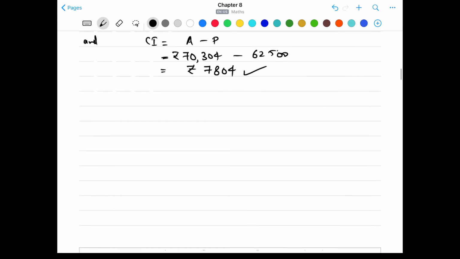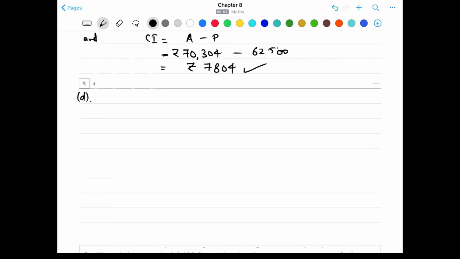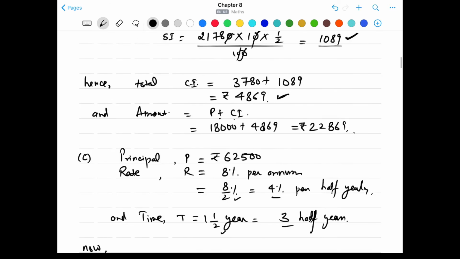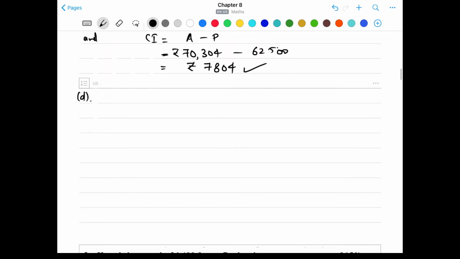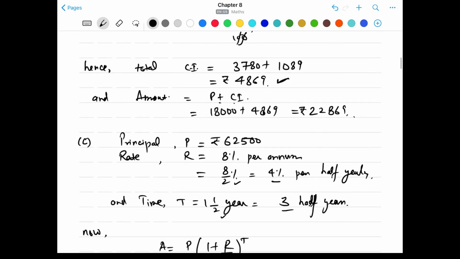Now let's move to part D. In this case we have principal 8,000, time is 1 year, rate of interest is 9% per annum, and interest is compounded half yearly. So we are going to use the formula for half yearly directly. We have principal P equal to 8,000, rate of interest R equal to 9%, and time T equal to 1 year.